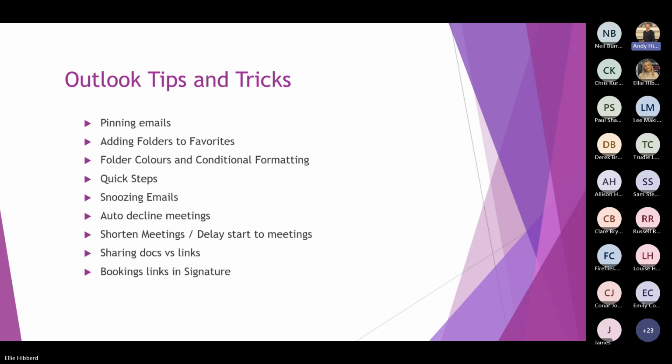So how often do you get an email come through and it says, Andy or so-and-so, could you do this in so many weeks or so many days or so many hours? And you think, oh, I'll pin that or I'll put it into my to-do list, but somehow you forget about it. Well, you can snooze emails and tell them to come back at a certain time or a certain day in the future. So I'll show you how to do that.